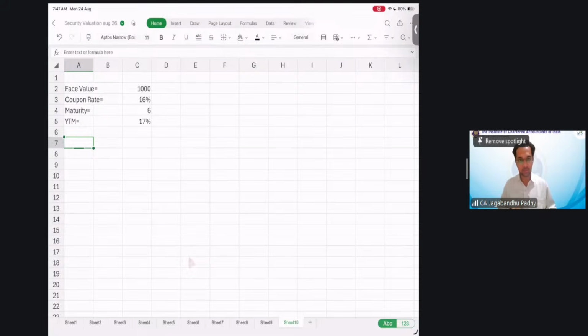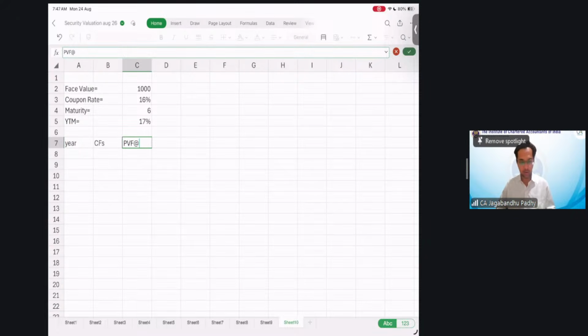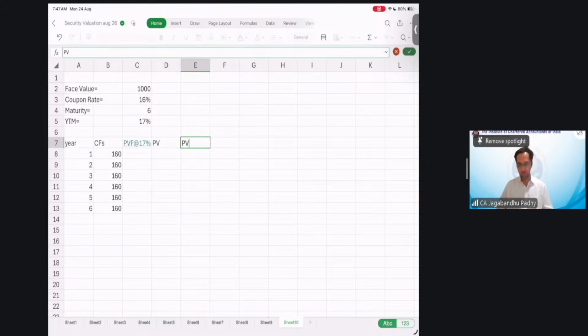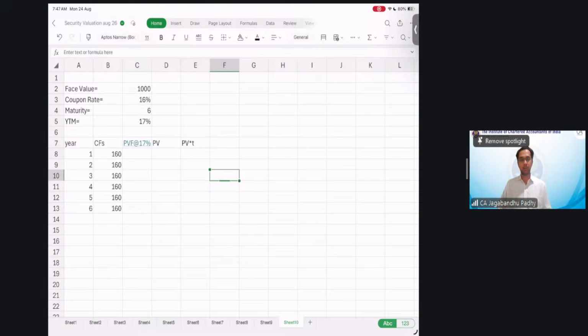So just as we did in the previous case, take the year, cash flows, PV factor at the rate of 17%. Then we have PV. So year 1, 2, 3, 4, 5, 6. Cash flows are going to be the coupon, which is 160. Then write the PV factors, write the PV, add it up. Take the total. Then for modified duration, you need to do PV into T, then calculate the modified duration.